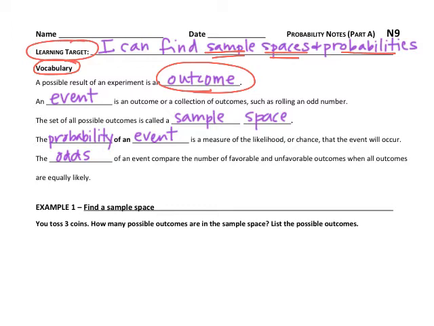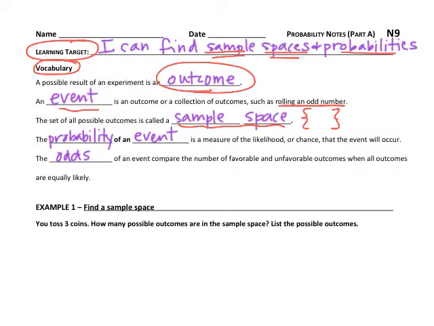All right, the next vocabulary. An event is an outcome or a collection of outcomes, such as rolling an odd number. So if you have a die or dice, what's the possibility or probability that the event, rolling an odd number, will take place? And we also have the set of all possible outcomes, which is called a sample space. You will probably notice that oftentimes sample spaces are written within curly brackets.